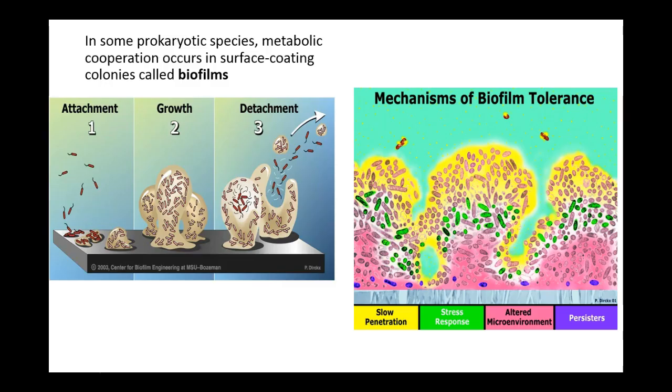Other types of metabolic cooperation that bacteria have are making these colonies called biofilms. It's usually a sticky surface that will allow this bacteria to form a colony until the colony becomes too big to support itself, basically. This is for growth, and it's also for protection.